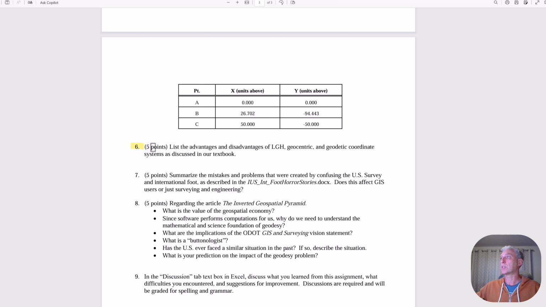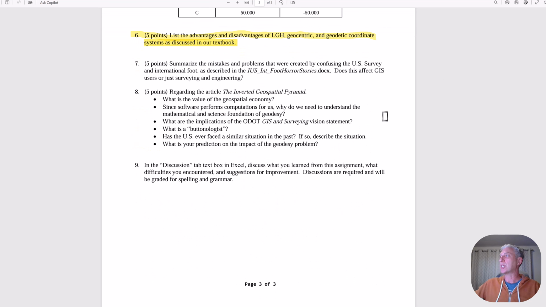And problem 6, this comes straight out of the book. The book goes into detail about the advantages and disadvantages. So rather than just copy and paste, read through, think about them. In what situations would LGH, geocentric, and geodetic coordinates be best for? So anyway, and in 9, the usual, discuss anything.